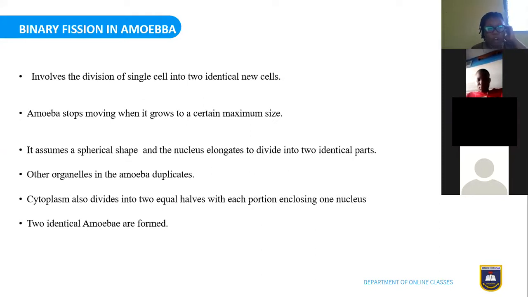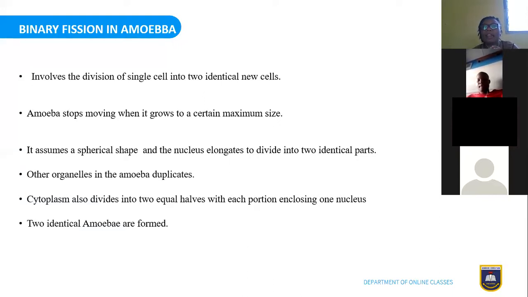Now, when we talk about binary fission, the process is so simple that an adult amoeba, or a parent amoeba, would divide itself into two. When the amoeba grows into a maximum size, which is big enough, it divides into two. We are looking at binary fission.